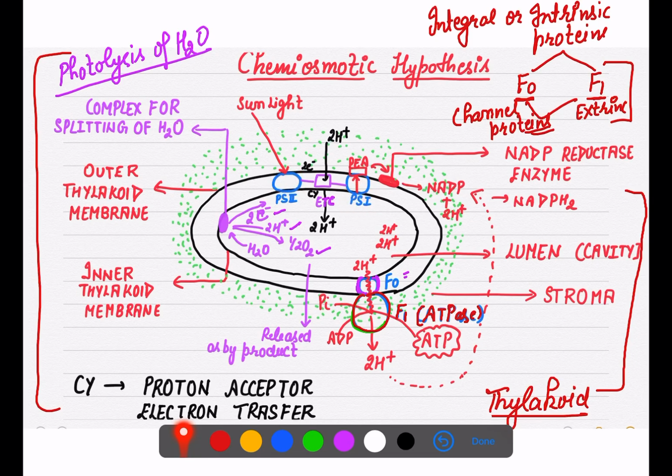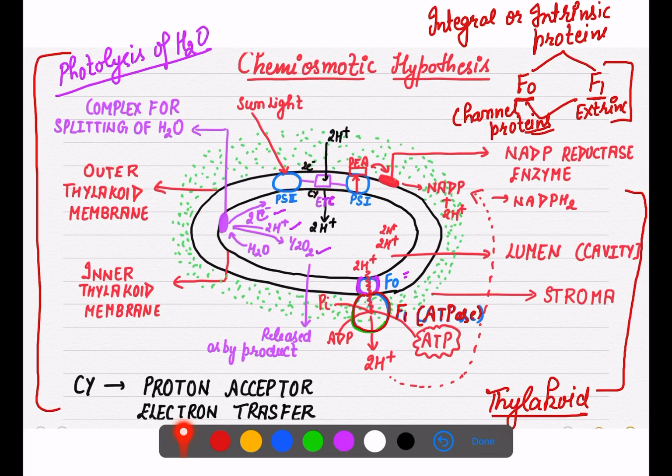These things you have already done in non-cyclic photophosphorylation. As you can see, once the photosystem absorbs light at a particular wavelength, the electrons get excited, and these electrons are passed on to the electron transport chain. Now we cannot draw the whole electron transport chain, like PQ, Cyt, PC. So here I have taken only the cytochrome complex.